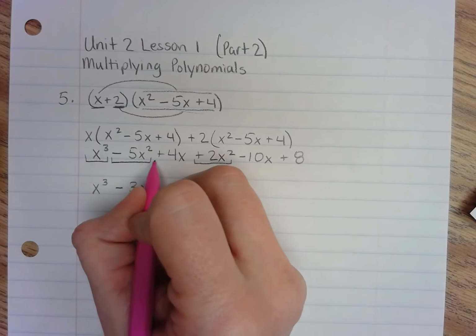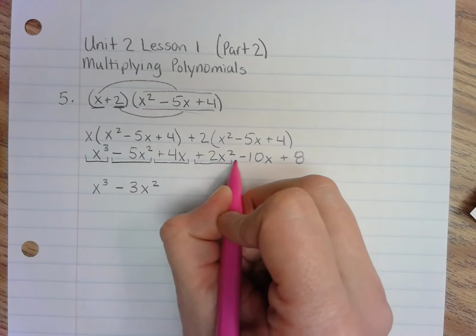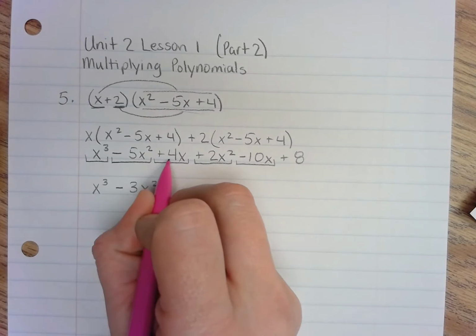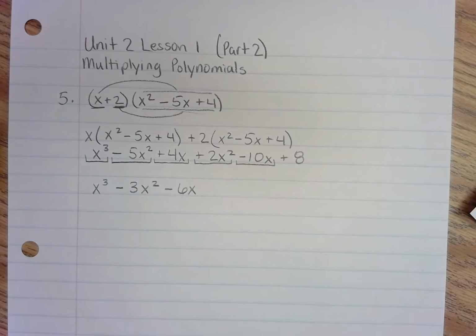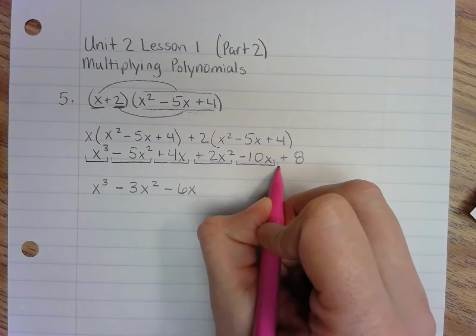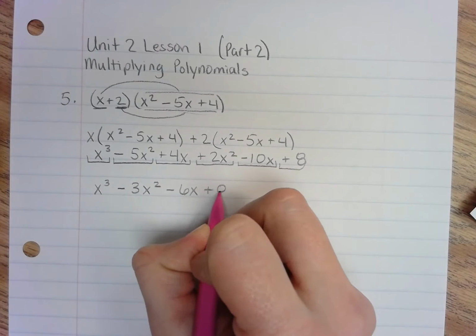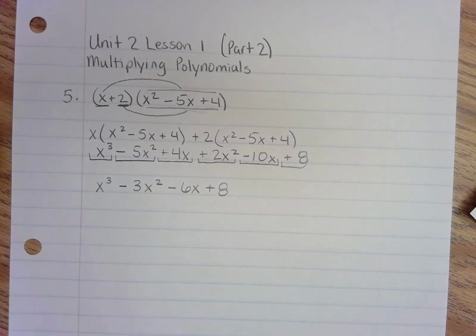Let's move on to our x terms. We have 4x and negative 10x. So 4 take away 10 is negative 6x. And then finally we'll bring down our plus 8. It doesn't have anything to combine with, but it does need to be part of your answer.